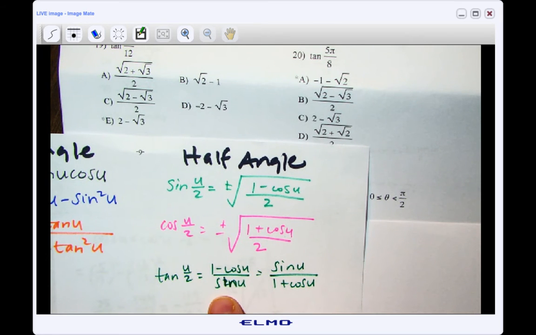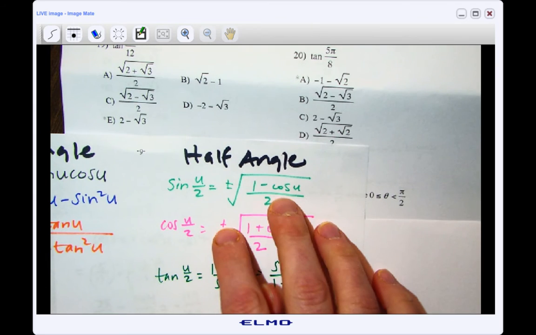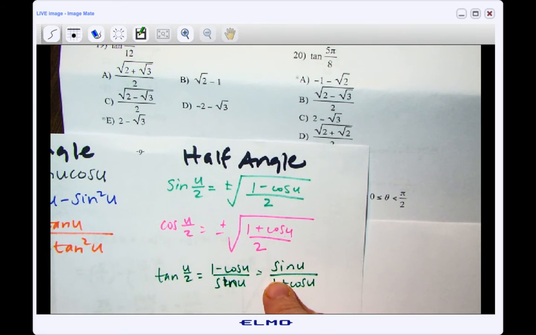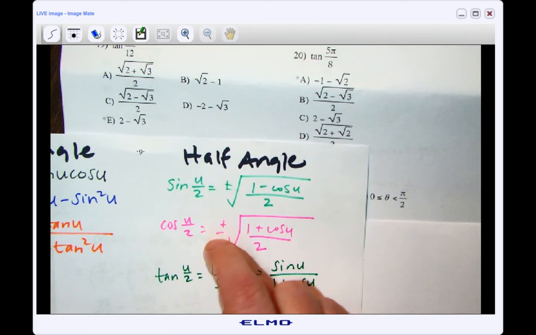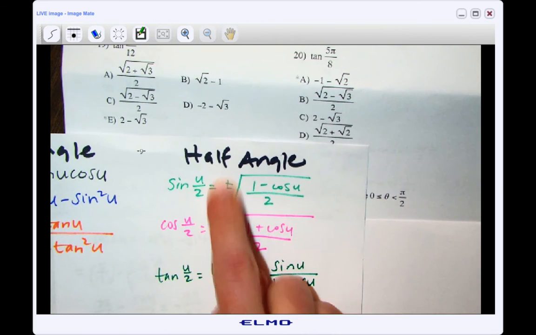Not for tangent. For tangent, you don't have to make the decision whether you're going to use the plus or the minus, but you do have to draw it in the correct quadrant, because if you draw it in the wrong quadrant, you will have the wrong sign. So these ones will be decided by the triangle, and these ones we're going to have to decide based on the information in the question.